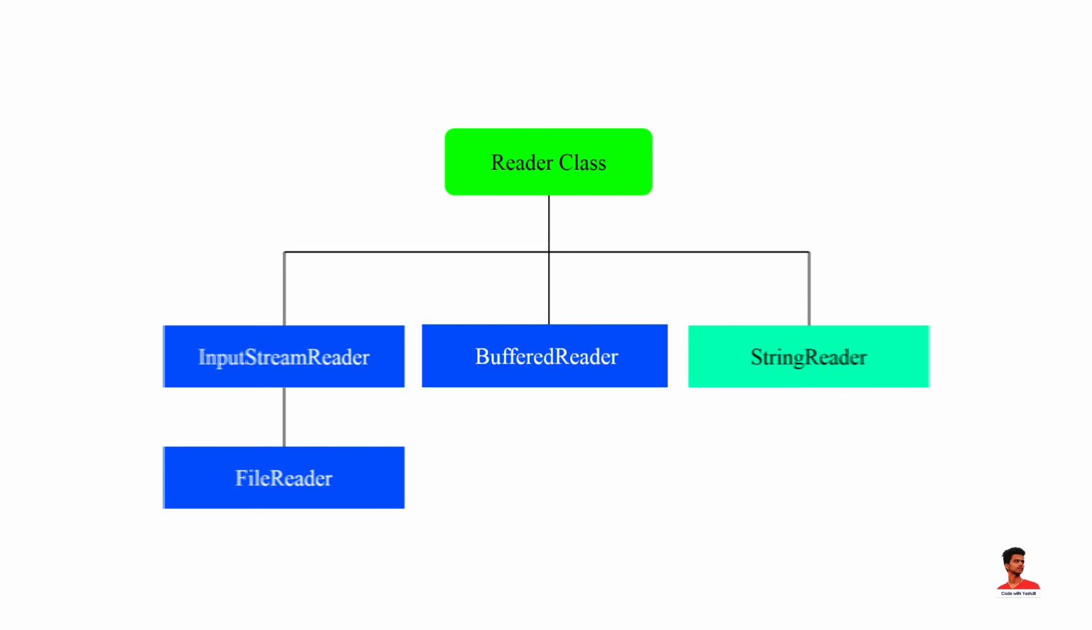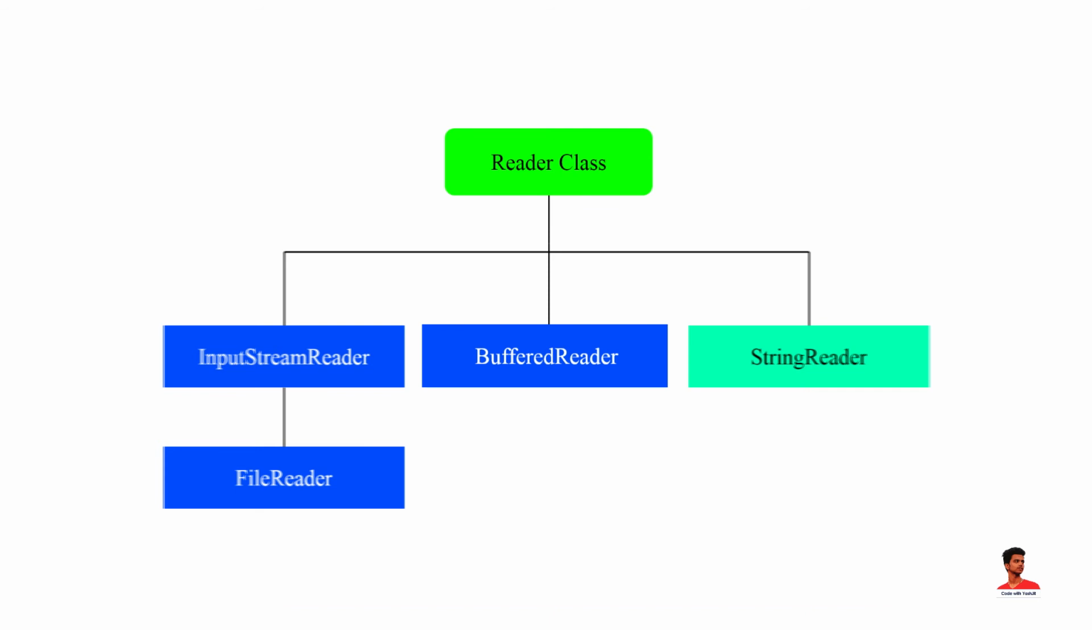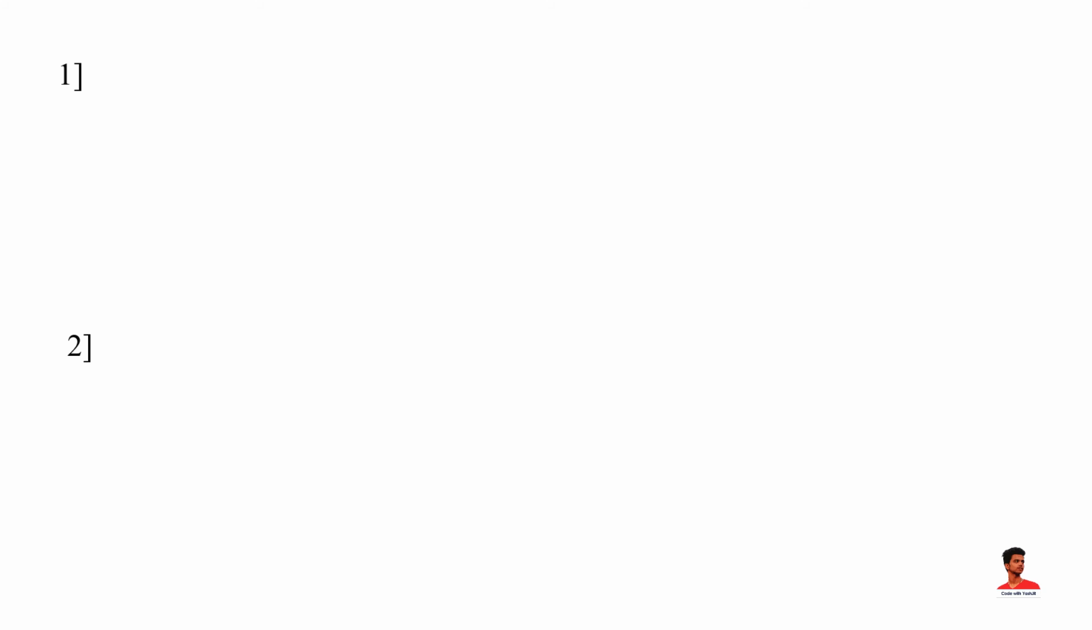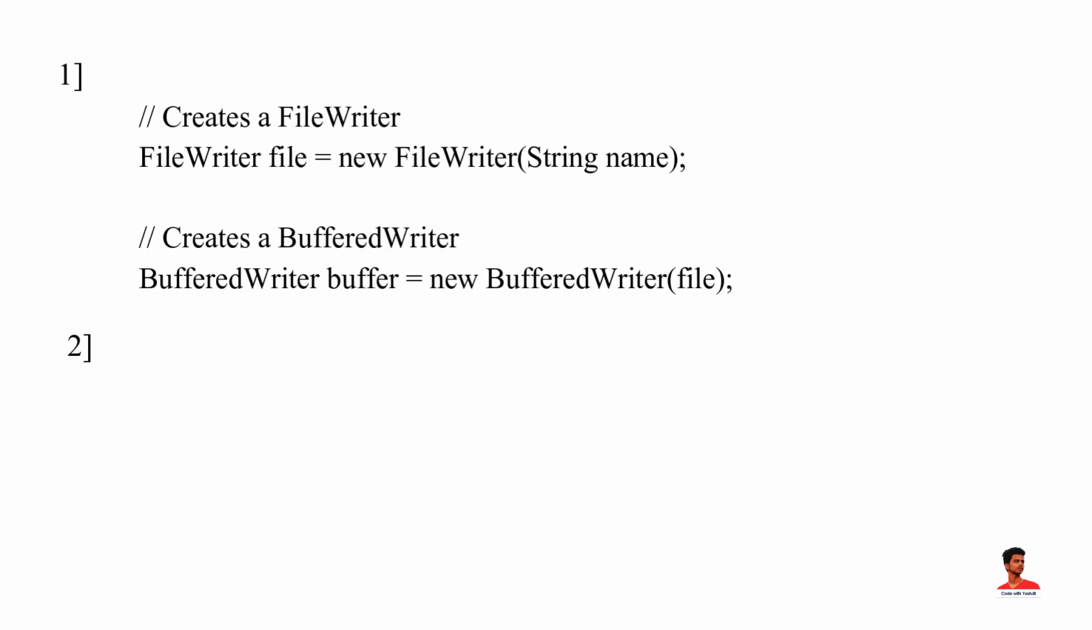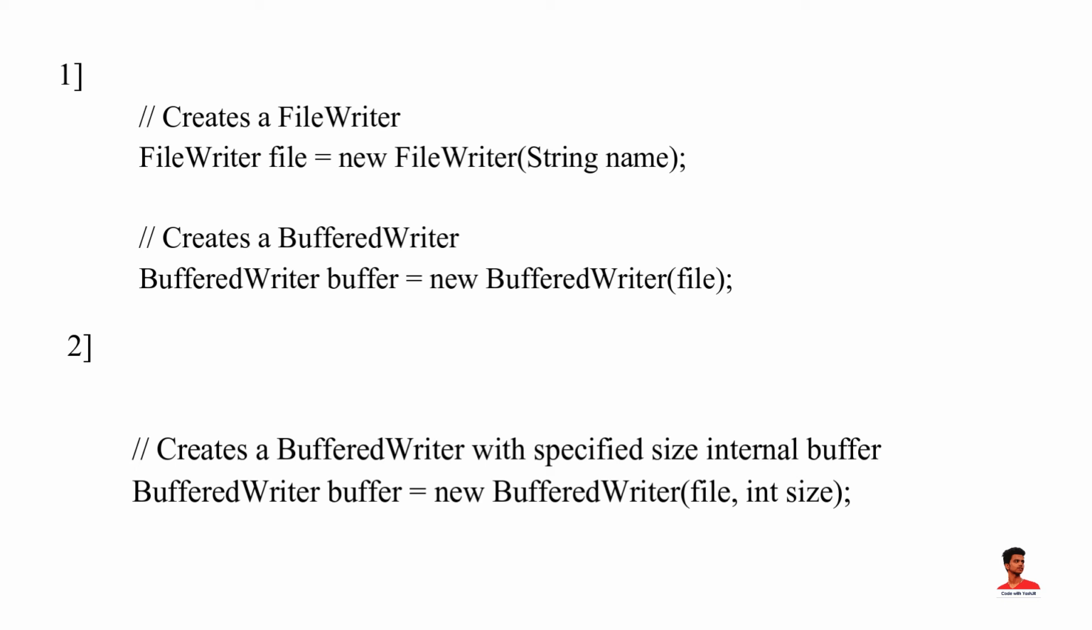In order to create a BufferedReader, we must import the java.io.BufferedReader package first. Once we import the package, we can create the BufferedReader. Here, we have created a BufferedReader named buffer with the FileReader named file. Here, the internal buffer of the BufferedReader has the default size of 8192 characters. However, we can specify the size of the internal buffer as well. The buffer will help to read characters from the files more quickly.